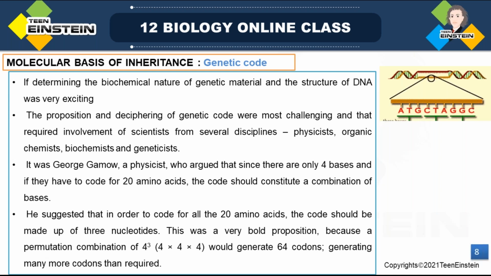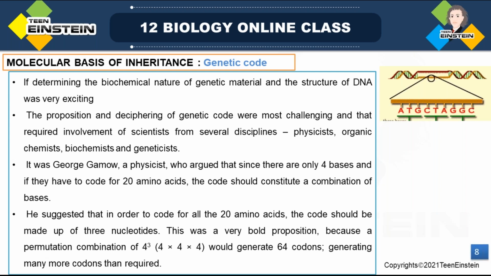Okay, so a physicist, George Gamow, argued that there are only 4 bases and they have to code for 20 amino acids. Got it? So these bases should be in a particular combination to form different genetic codes. There are only 4 bases, he said, and that should code for 20 amino acids. And how will it code for 20 amino acids? Through different combinations that can code for different amino acids.